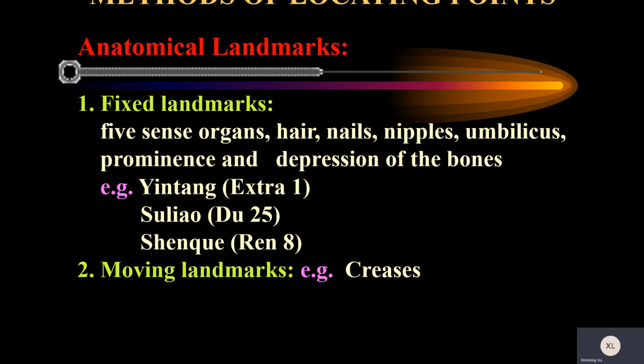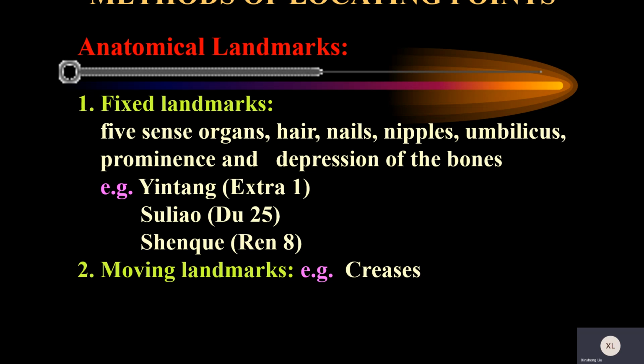Fixed landmarks, right? Like the five sense organs: around the eyes, around the ears, around the nose, around the mouth, there are a lot of acupoints. Hairlines can be fixed landmarks. And the nails and nail beds, you find the Jing-well points. And nipples help you locate the chest points, right? And the umbilicus helps you locate the points around the belly. A lot of bony landmarks, prominences, right? And depressions on the bones. A lot of depressions on the bones.